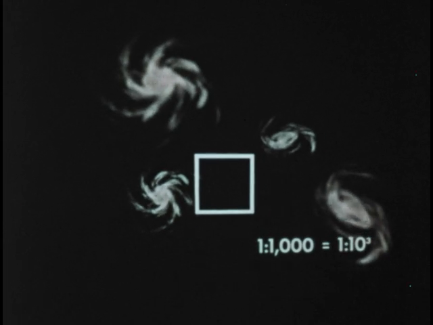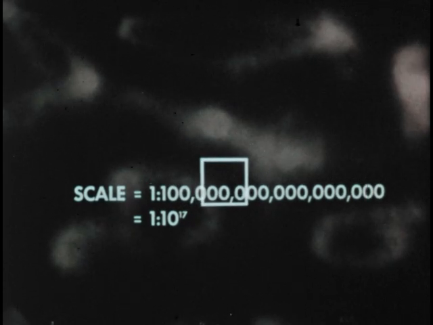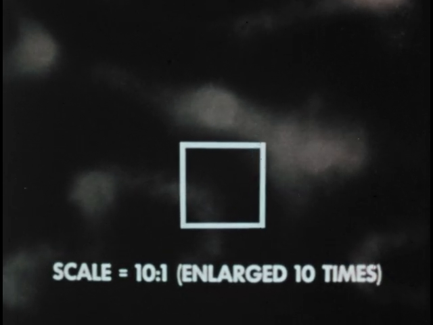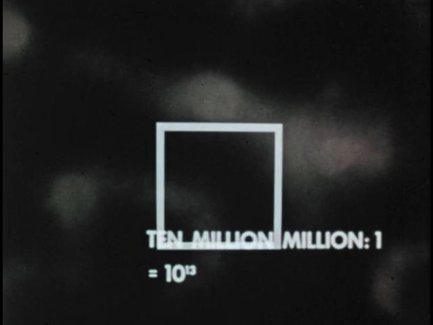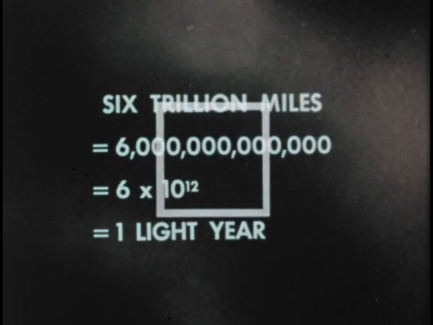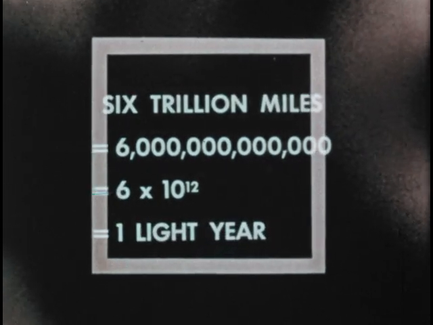The small numbers after 10, known as exponents, refer to the number of zeros to be added. This is the short and practical way to express long figures. For instance, light travels at the approximate rate of 6 trillion miles per year. It can be written 6 times 10 to the 12th power. Incidentally, this is known as 1 light year.